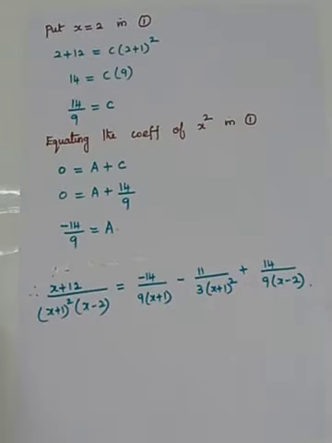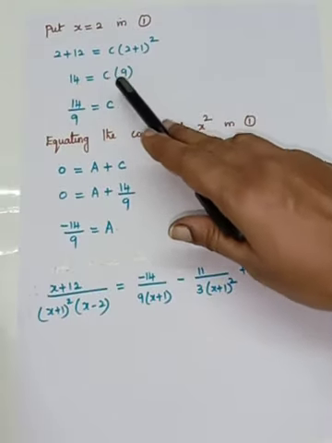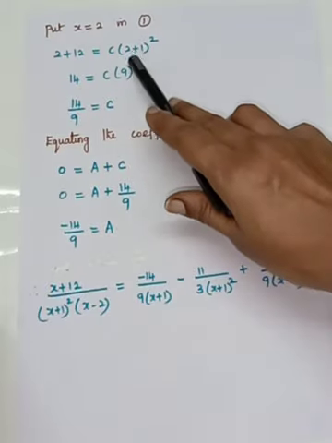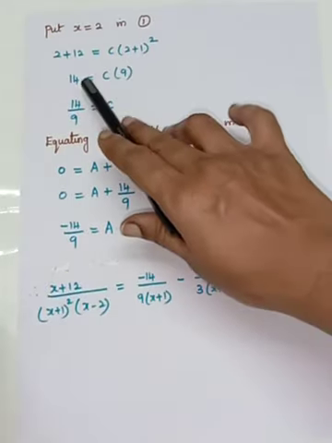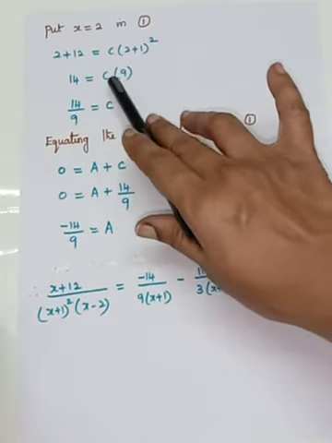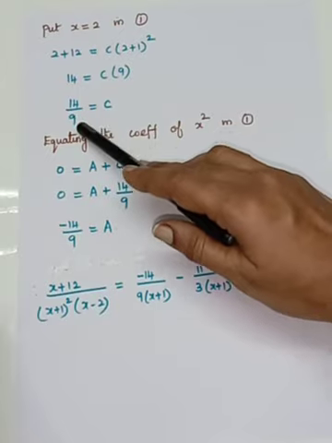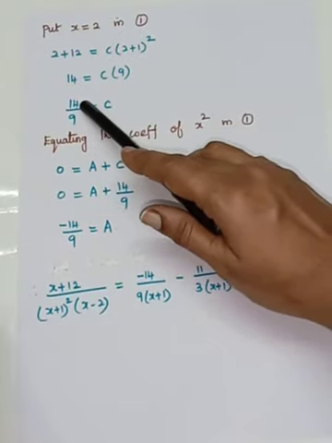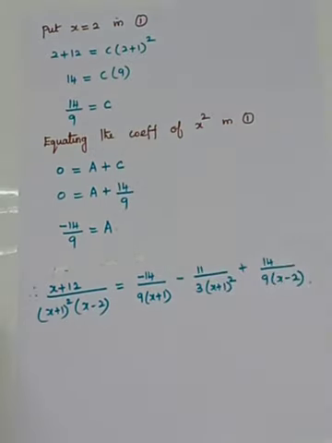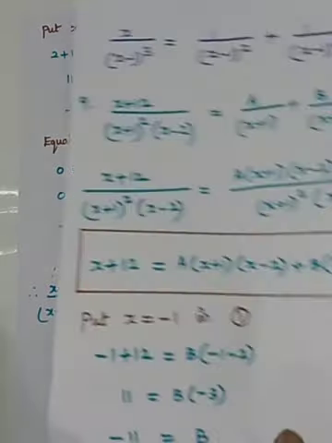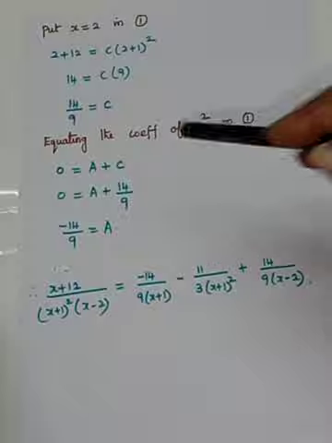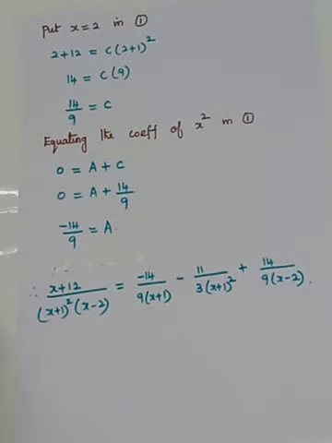So therefore, here 2 plus 12 is equal to c into 2 plus 1 the whole square. So 14 is equal to c into 9. C and 9, they are in the product. So when you take it to the next side, it will come in the denominator as division. So 14 by 9 is equal to c. So what are the constants you have found?